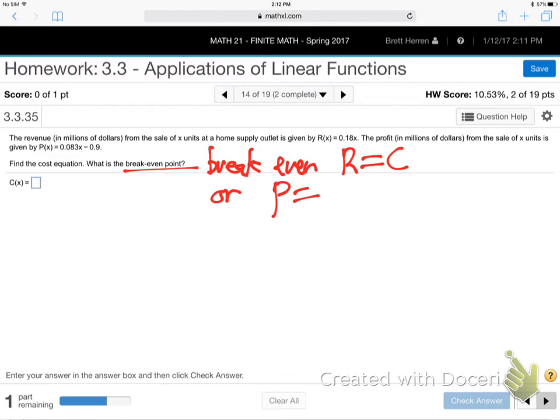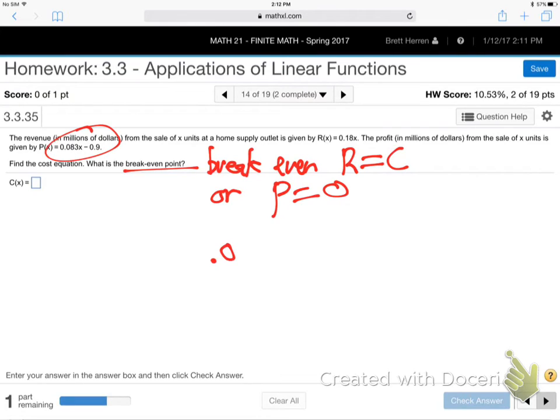When you're breaking even, you're making no profit. You're not losing, it's not negative, and you're not gaining, it's not positive. There are two ways to say breaking even: revenue, money coming in, equals money going out, or profit is exactly 0. It's not positive, it's not negative. Does that make sense? That'd be quicker because I've got the profit function right here.